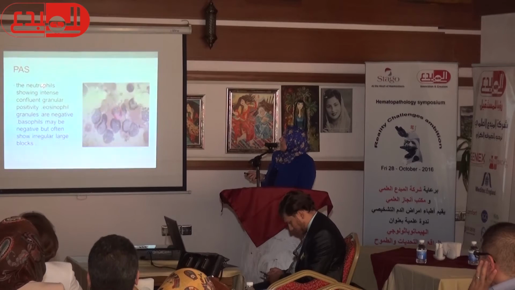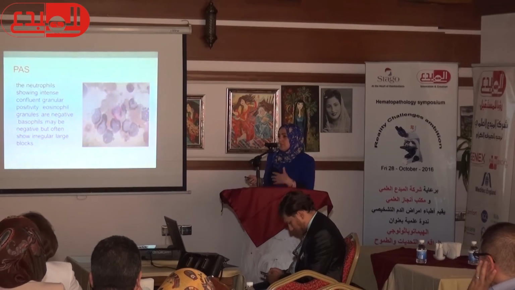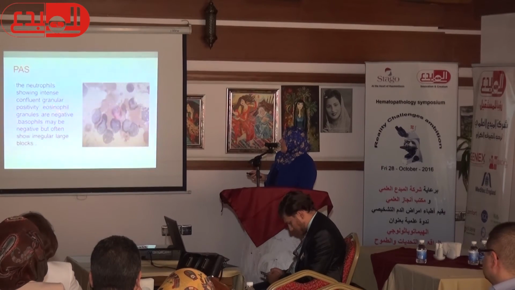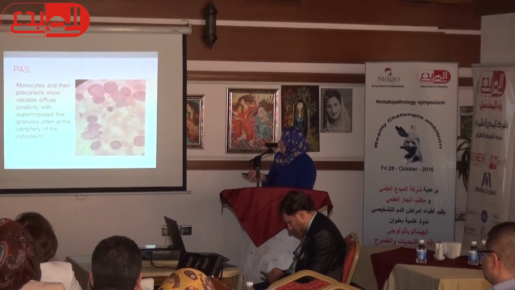The neutrophils show intense confluent granular positivity. As the granulocytic series matures, the stain becomes more intense. Eosinophil granules are negative. Basophils may be negative, but often show irregular large blobs. Monocytes and their precursors show variable diffuse positivity with superimposed fine granules in the peripheral cytoplasm.